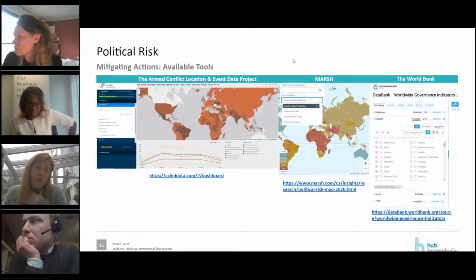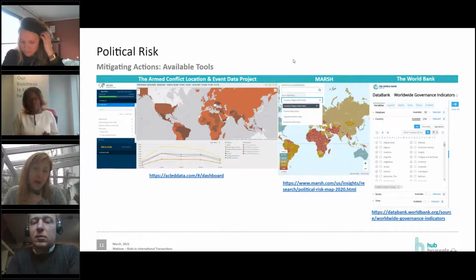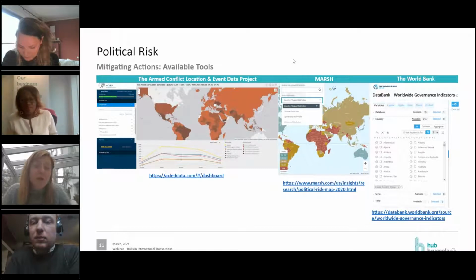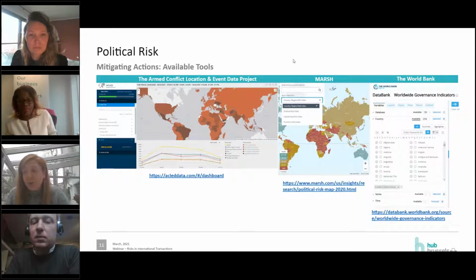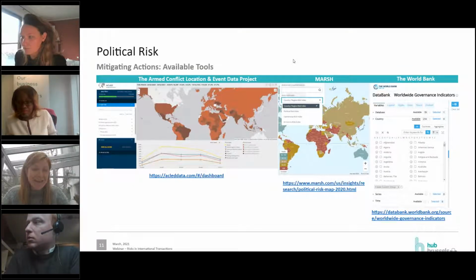So the main advice I would give is know the country where you are going to export, and know the intermediaries and where they're located. We have different tools that we are presenting here, but there are other tools as well. This is just a selection of tools that can help you assess the country's exposure to political events. So there is first the UN Conflict Location Event Data Project, and this is a very nice tool.